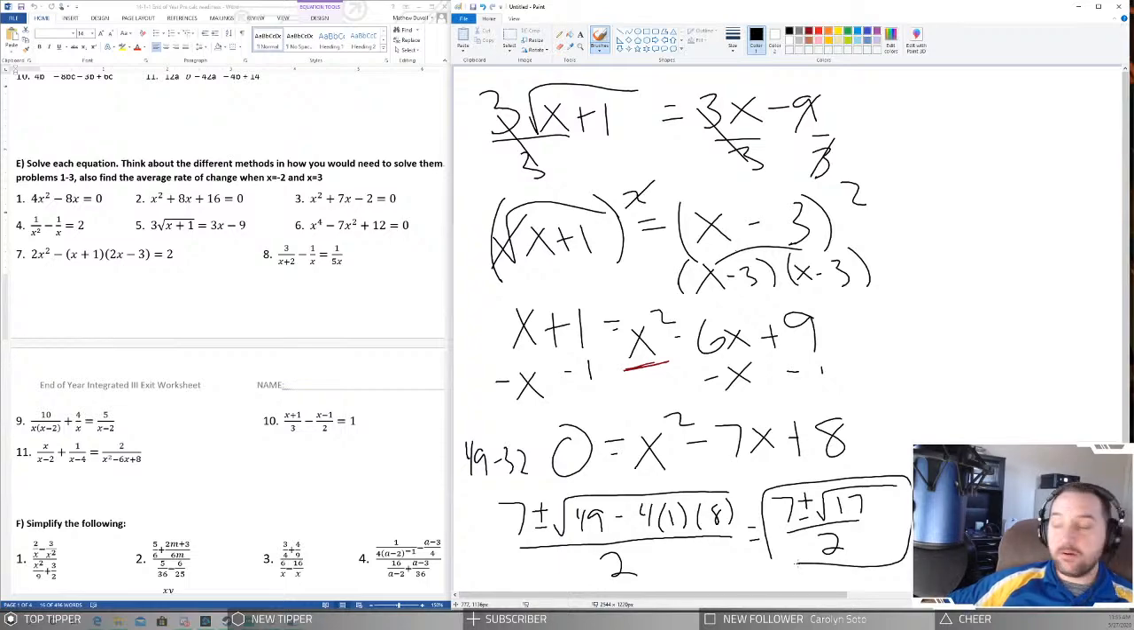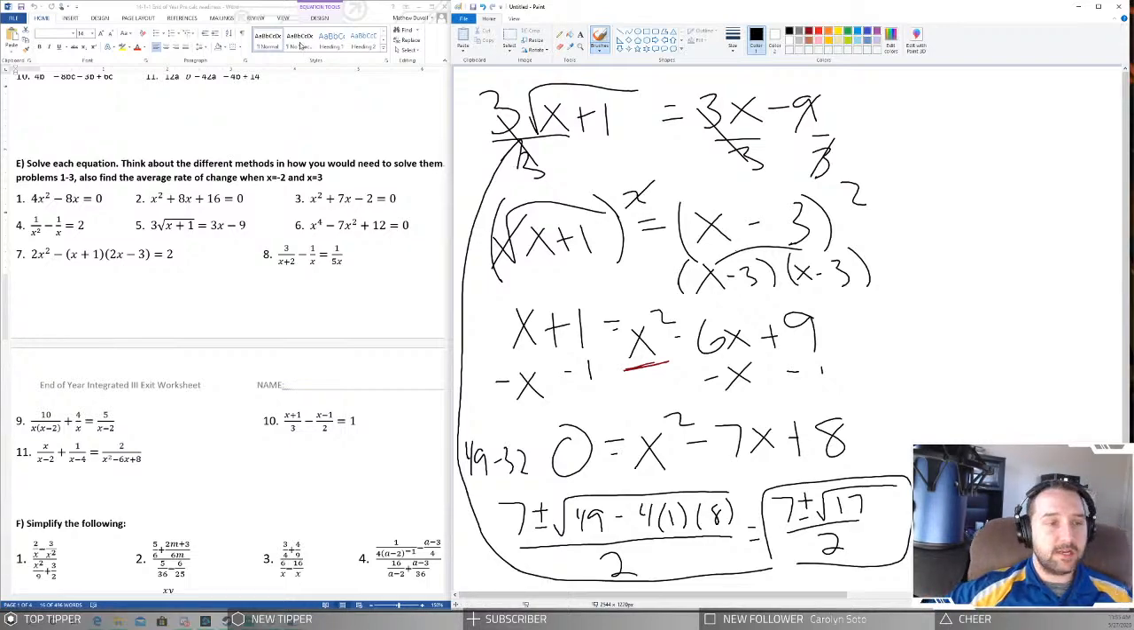All we have to do now is plug those back in. Now my advice is to take 7 plus square root of 17 over 2, enter that into your calculator to get like a decimal approximation, and plug those back in to here. Because we might have extraneous solutions, meaning you might get like a negative inside there that we're not supposed to have. I'm trying to think. They might both work, but let's take a look.